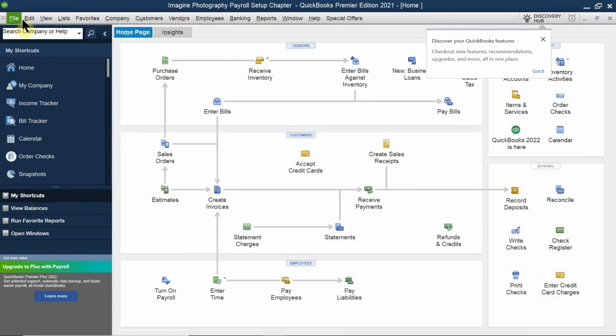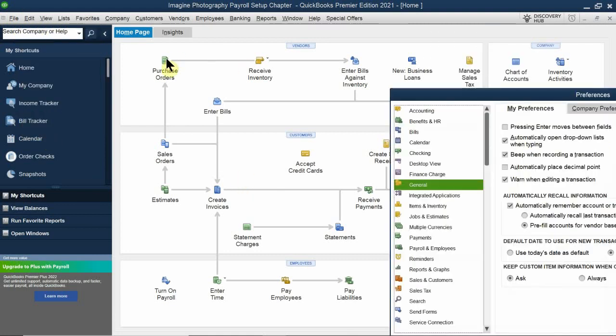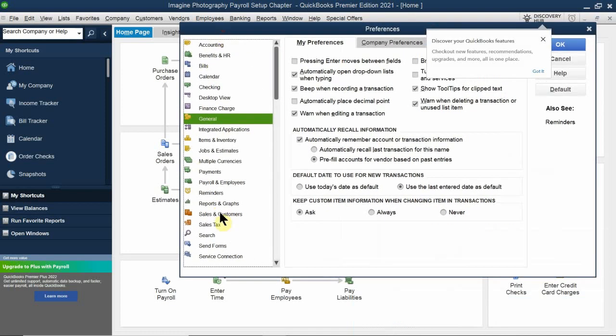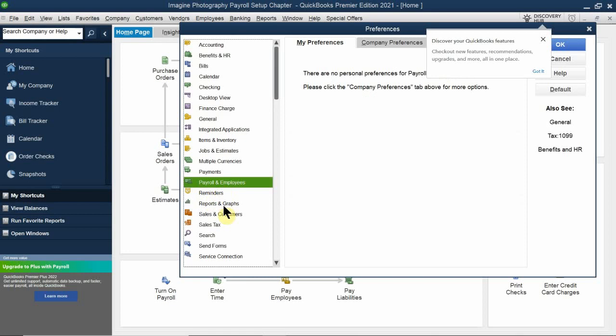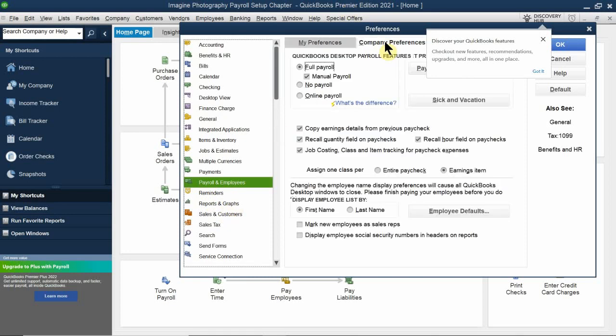So what I have to do is go ahead and click edit, go to preferences, and go to employees and payroll. So, payroll and employees. You go to your company and you need to manually turn on right here. It says for using manual payroll.